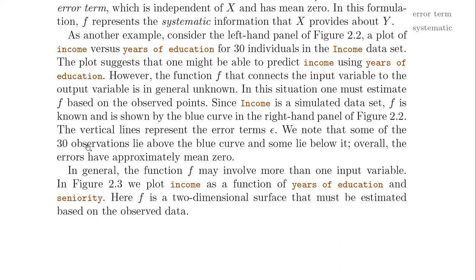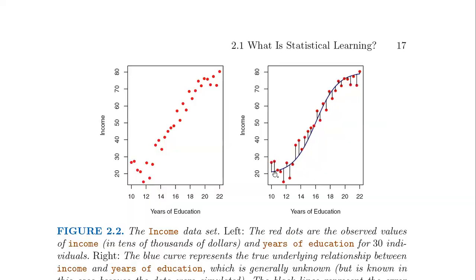We note that some of the 30 observations lie above the blue curve and some lie below it. Overall, the errors have approximately mean 0, meaning that kind of the vertical length above cancels out or zeroizes with the vertical length below. If you want to think of this as a positive length and a negative length, I know length is never negative, but just follow my lead. The positive lengths will zeroize or basically zeroize, whatever we mean by basically, right? With the negative lengths.